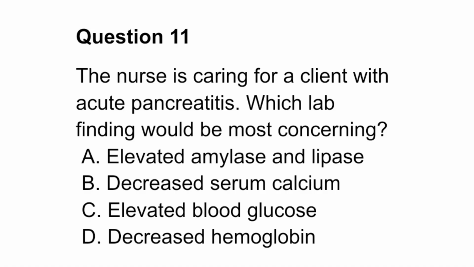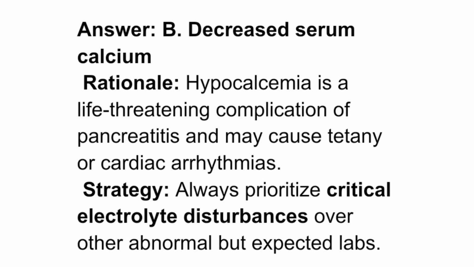Question 11. The nurse is caring for a client with acute pancreatitis. Which lab finding would be most concerning? A. Elevated amylase and lipase. B. Decreased serum calcium. C. Elevated blood glucose. D. Decreased hemoglobin. Answer: B. Decreased serum calcium. Rationale: hypocalcemia is a life-threatening complication of pancreatitis and may cause tetany or cardiac arrhythmias. Strategy: always prioritize critical electrolyte disturbances over other abnormal but expected labs.